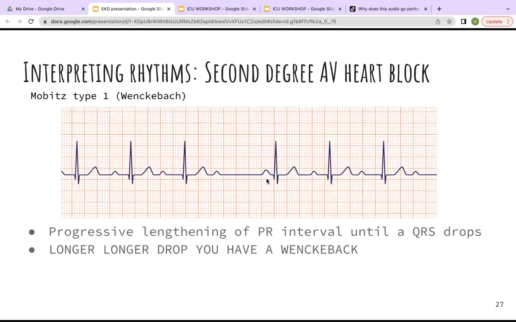So there's two types of second degree. This is type 1, a Wenckebach block. So it progressively lengthens the PR interval until a QRS drops. The phrase that always helped me in school was longer, longer, drop, you have a Wenckebach block. So when we're looking at this, we have a P wave, QRS, but you see the distance here is much shorter than the distance here. So you have a P wave, a QRS, but when you get to this P wave, the QRS disappears. And it's happening rhythmically. So it's the same thing here. So for every third QRS or a third P wave, the QRS disappears.